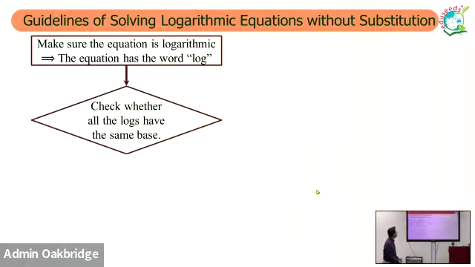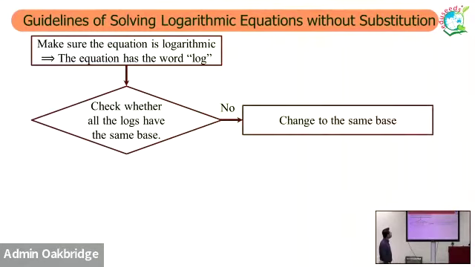So now you have to check whether all the logs have the same base or not. This is very important. Without the same base, you cannot apply the law of logarithms. So you need to check whether they have the same base. Next, if no, let's say it's no, then what you need to do? If they don't have the same base, you have to change to the same base. So how do you do that?